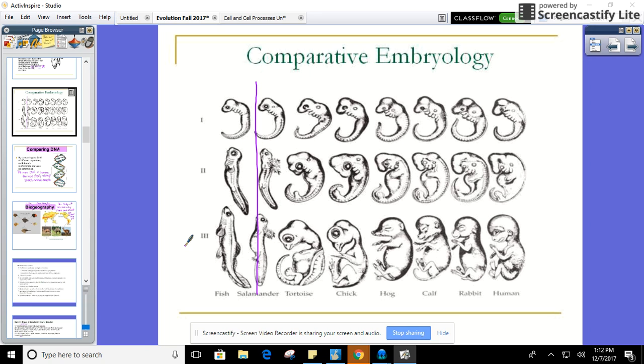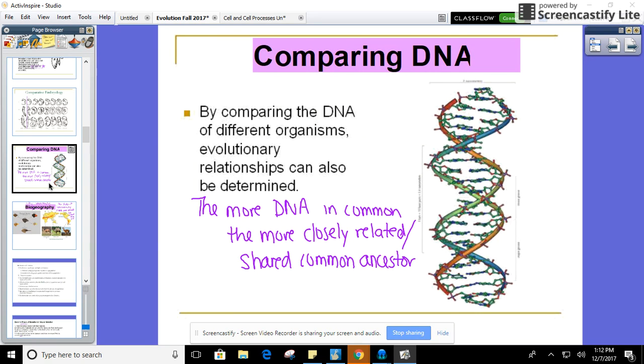Comparing DNA is again something Darwin did not have access to. We didn't really know the structure of DNA until the 1950s, but today we know that by comparing the DNA of different organisms, we can determine evolutionary relationships. Essentially, the more DNA in common, the more closely related they are, or the more recently they share a common ancestor. There's a computer program called BLAST that helps you enter genetic information or DNA and then build a common ancestry, a phylogeny. We'll talk a little bit about that at the end of this unit.